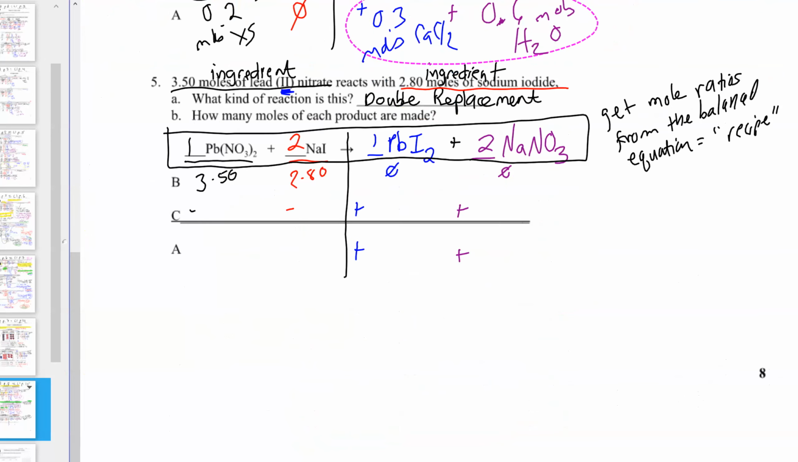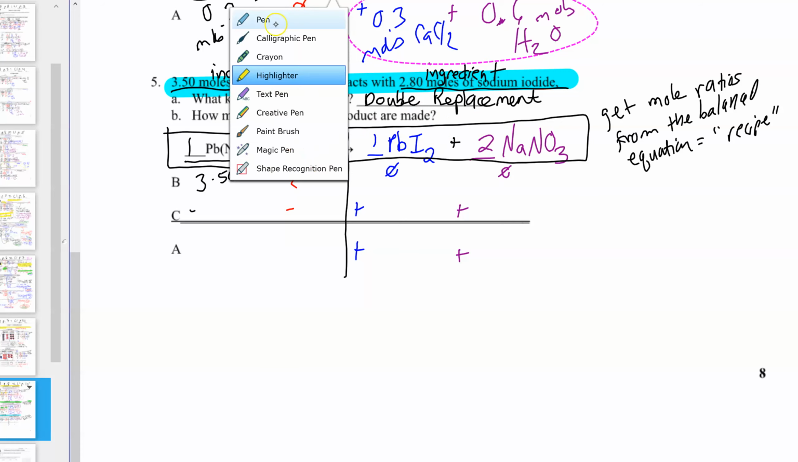And we got one last one. Thanks for sticking with me, we're almost done. So let's look at the problem here. 3.5 moles of lead-2 nitrate reacts with 2.80 moles of sodium iodide. These are my ingredients. It's a type of double replacement reaction. Go back to your chapter 8 notes if you need more help balancing and predicting. They want to know how many moles of each product are made.